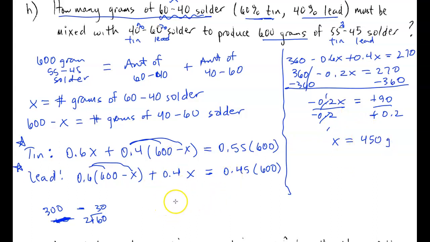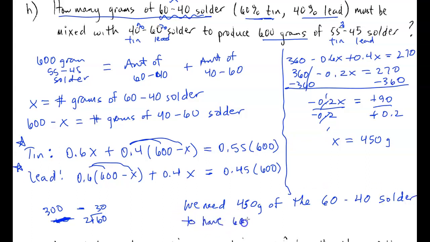So final answer here is going to be, we need 450 grams of the 60/40 solder to have 600 grams of 55/45, sorry.